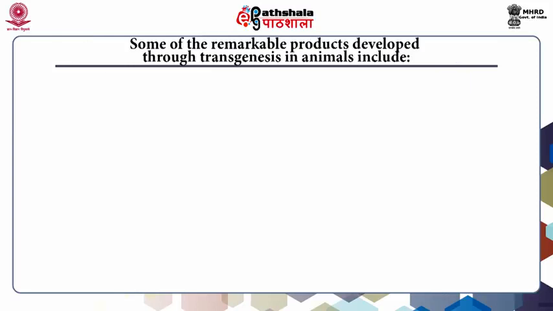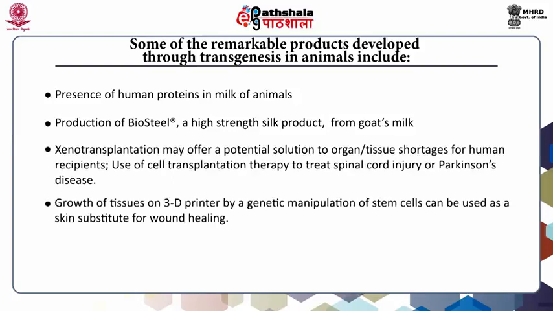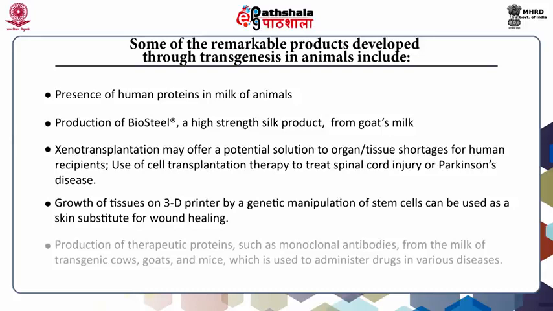Some of the remarkable products developed through transgenesis in animals include production of human proteins in animal milk, production of biosteel, a high-strength silk product from goat's milk, growth of tissues on a 3D printer by genetic manipulation of stem cells that can be used as a skin substitute for wound healing, and production of therapeutic proteins such as monoclonal antibodies from the milk of transgenic cows, goats and mice, which is used to administer drugs in various diseases.